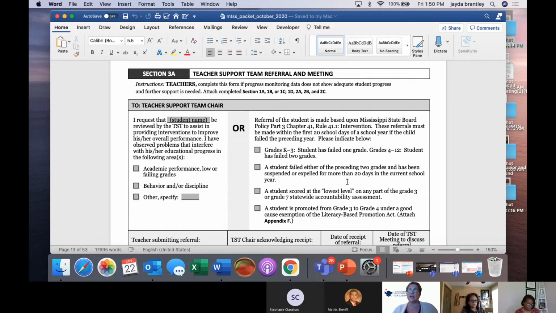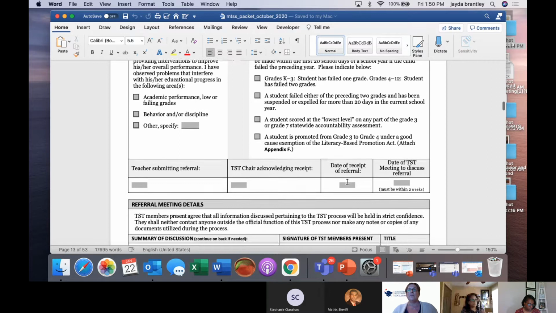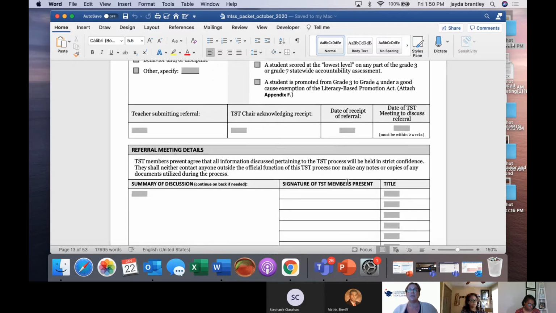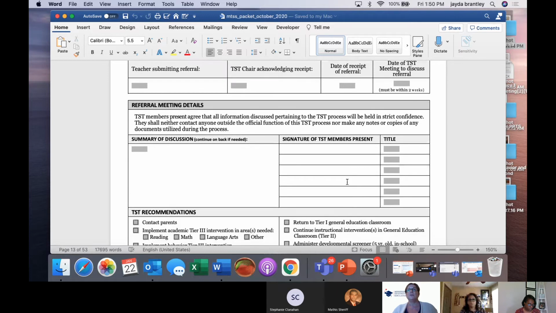So this is just good documentation to have, as far as the teacher fills it out and expresses why he or she wants to have the TST meeting, what is the reasoning, and then submits it. And that way we can schedule those meetings. We can add those students that need to be met on.